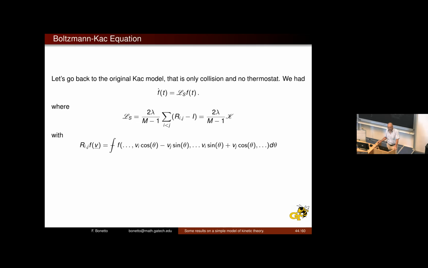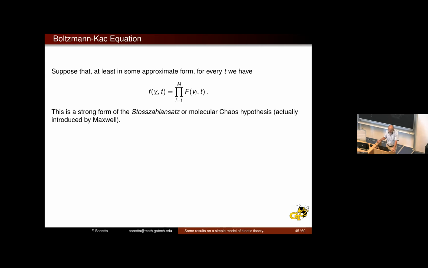Let me just speak a moment of the main interest of Mark Kac for this problem, which was the Boltzmann-Kac equation. The idea is that, let's go back to the original system. This is my Kac model at the beginning. And observe that the R_ij preserve clearly the integral. And now suppose that, at least in some approximate form, for every t we have that the state is a product.